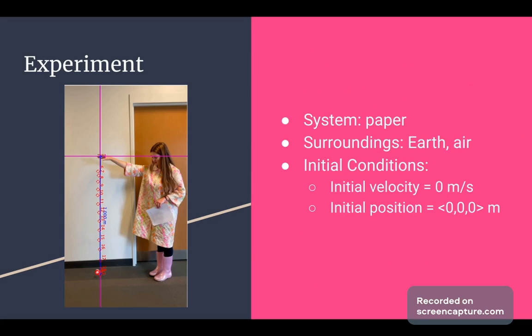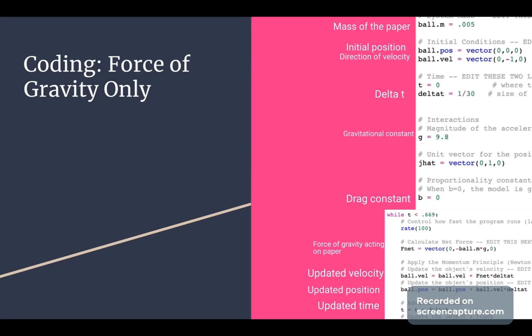Here's what the experimental video looks like in Tracker. The system consists of the paper, while the surroundings include everything else, including the Earth and the air. The paper is initially at rest and starts at a position at the origin.